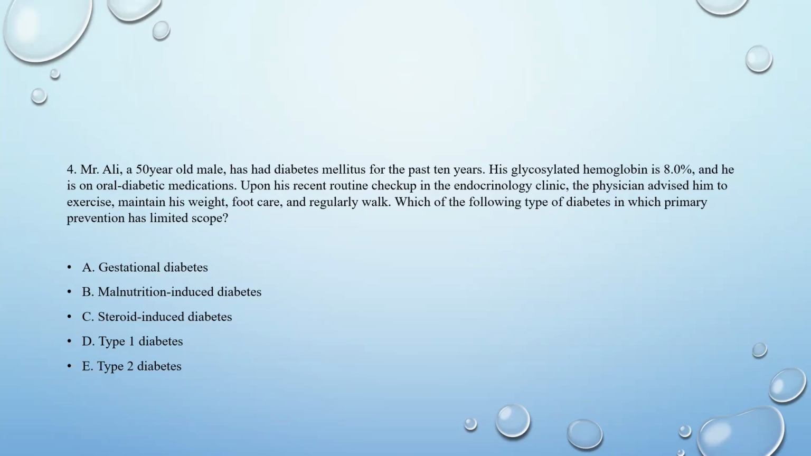Fourth, Mr. Riley, a 50-year-old male, has had diabetes mellitus for the past 10 years. His glycosylated hemoglobin is 8% and he is on an oral diabetic medication. Upon his recent routine checkup in the endocrinology clinic, the physician advised him to exercise, maintain his weight, foot care, and regularly walk. In which of the following types of diabetes does primary prevention have limited scope? A. Gestational diabetes. B. Malnutrition-induced diabetes. C. Steroid-induced diabetes. D. Type 1. E. Type 2. Yes, D is the right answer. Type 1 basically has a genetic predisposition.